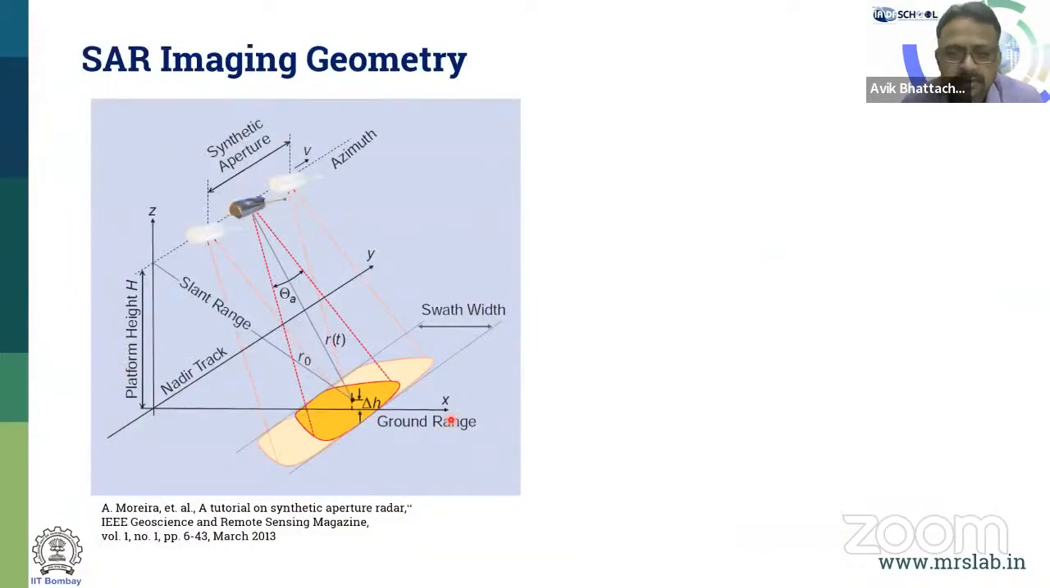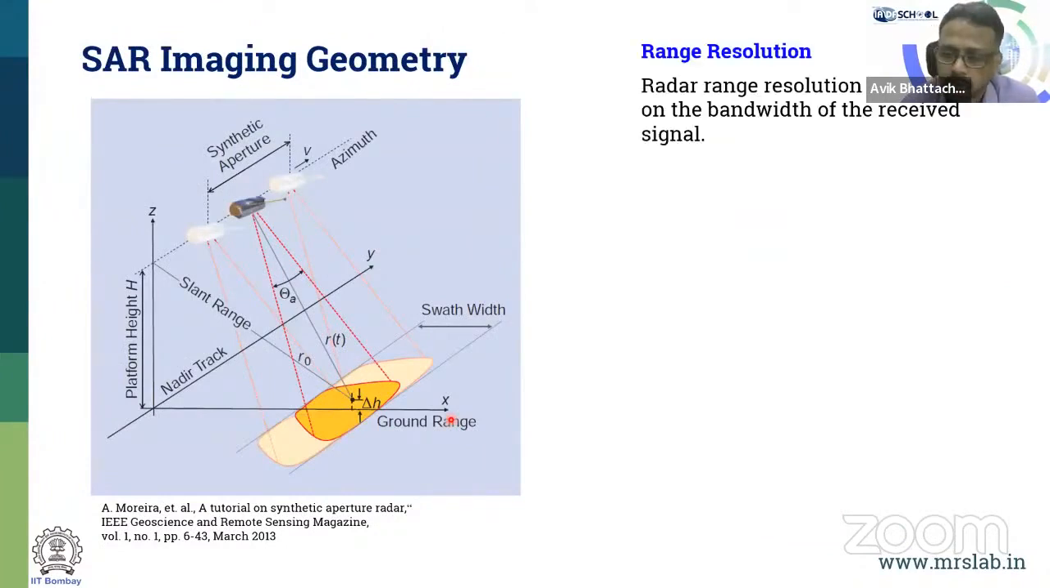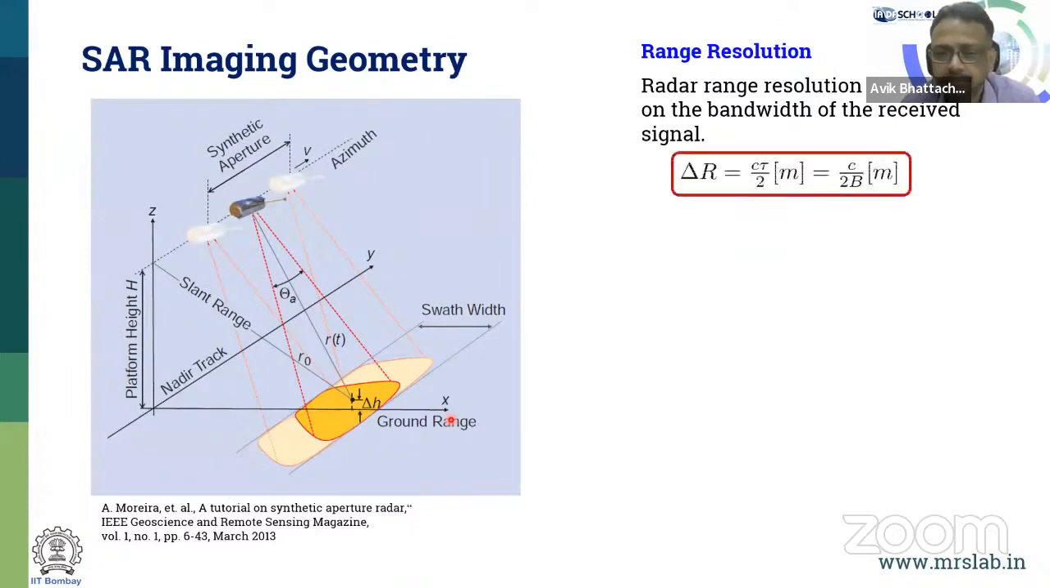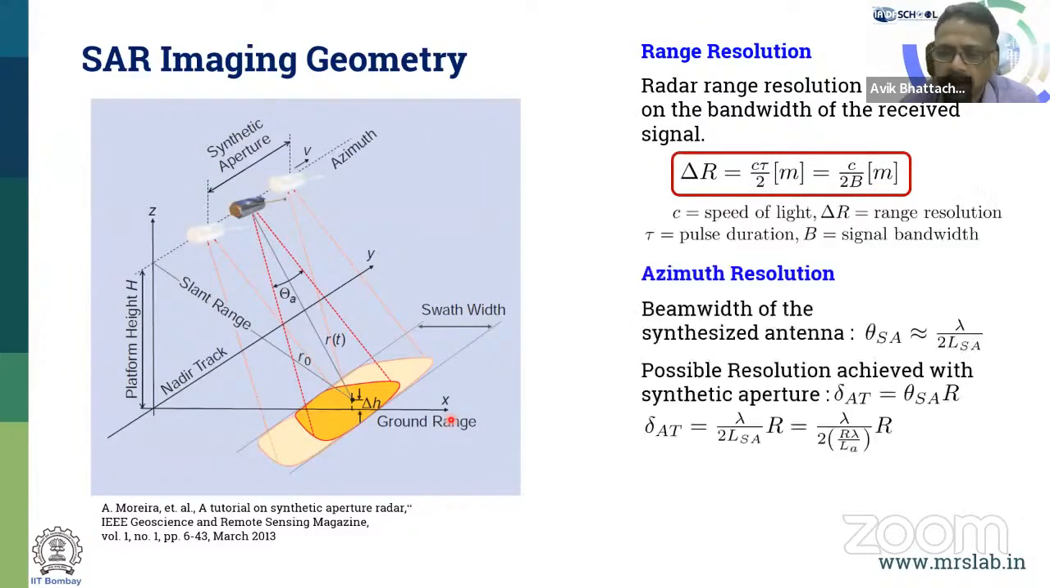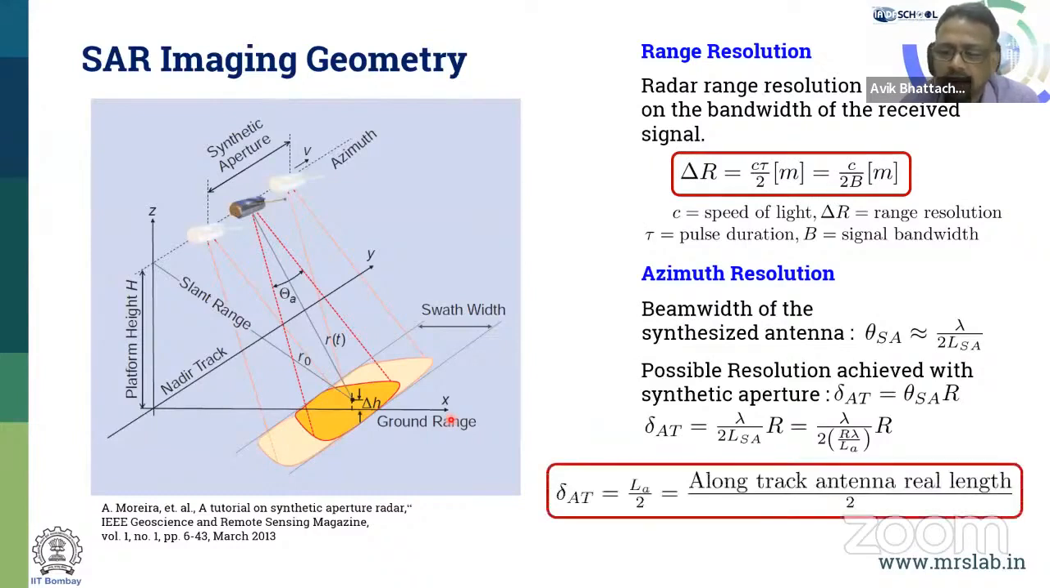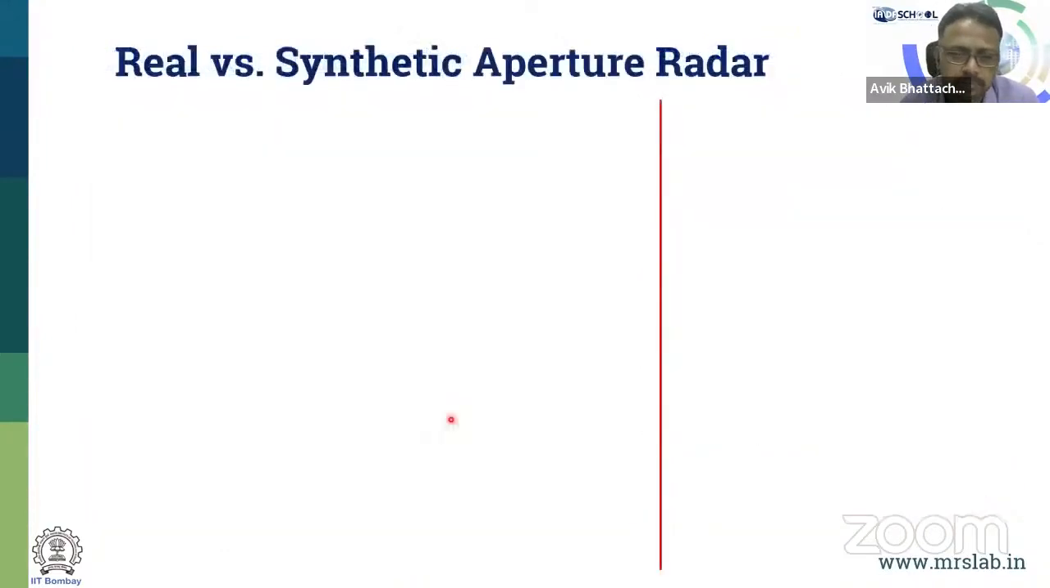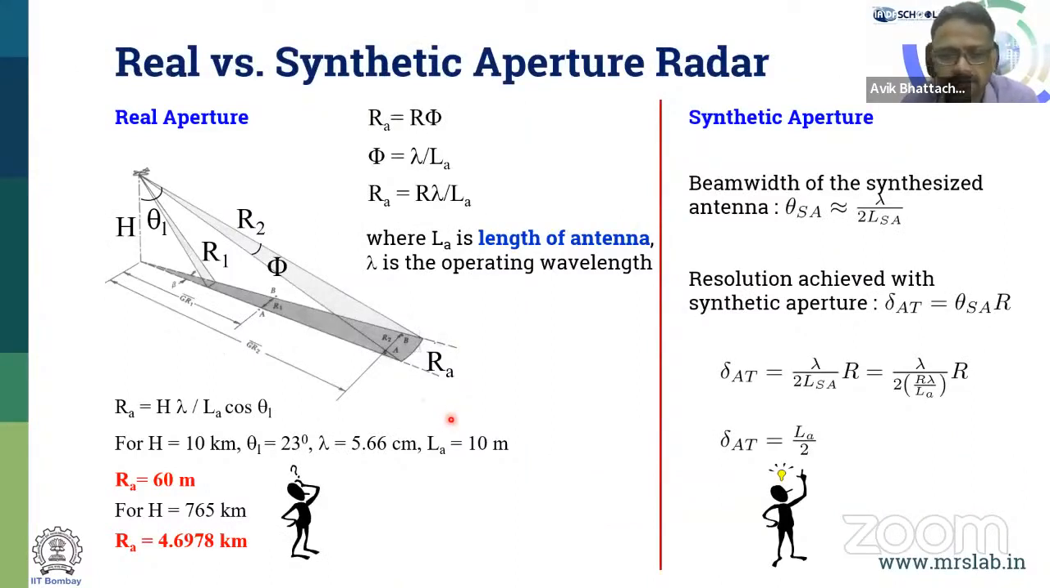Talking about the geometry, we know that SAR is a side-looking system. So you have two independent resolutions: the range resolution, which is dependent only on the signal bandwidth, and the azimuth resolution, which is dependent only on the along-track antenna length. So why is it so important to have the synthetic aperture radar compared to what we had before as a real aperture radar? With an example, if you have a real aperture radar and certain values which we take for a typical radar, the azimuth resolution we get is unusable for remote sensing and Earth observation. But with a synthetic aperture radar, the resolution becomes much higher, and hence a synthetic aperture radar is used rather than a real aperture radar for any Earth observation.